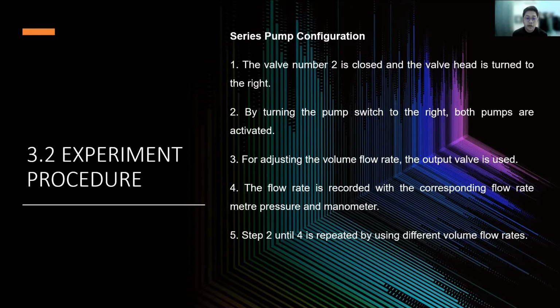Third, for adjusting the volume flow rate, the output valve is used. The first step is recording the flow rate with the corresponding flow rate meter, pressure, and manometer. And the last step is that steps 2 to 4 are repeated using different flow rates.